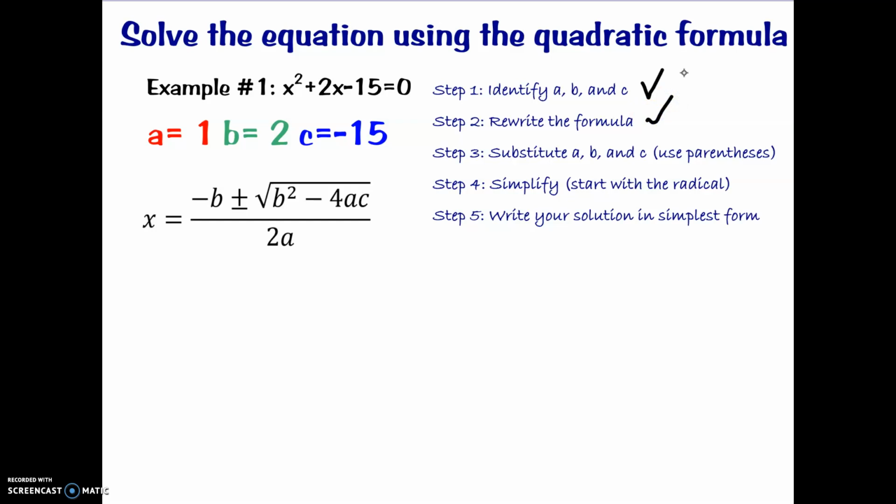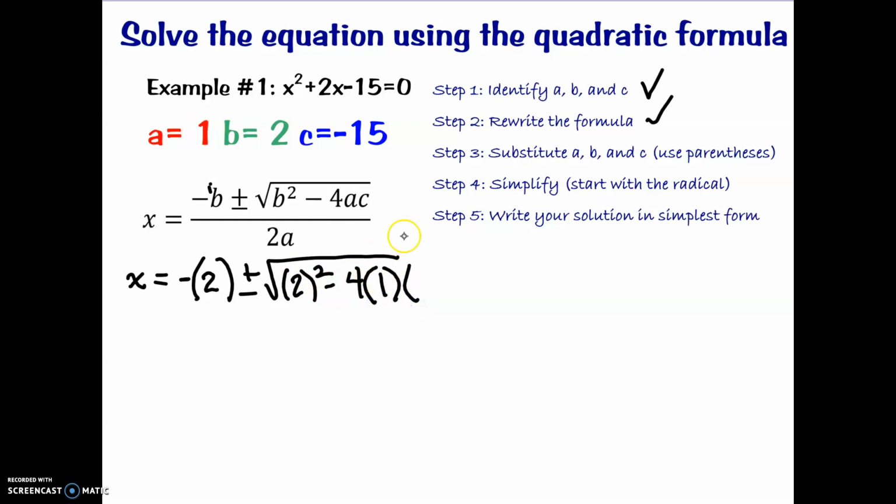Remember, when you're substituting in, you want to use parentheses. So x equals, this negative stays here because that is not my b. But in parentheses, where I see b, I'm going to want to write the number 2. Plus or minus the square root of b, again, I'm going to put a 2, squared, minus 4 times my a value, which is 1, times c, which is -15. I'm just going to extend that to make sure it's all under that grouping symbol. All divided by 2 times my a value is 1. So please make sure you're very careful when you're substituting in.